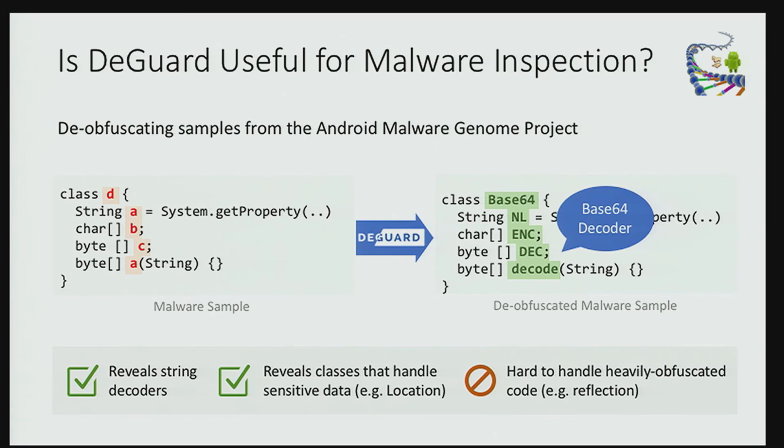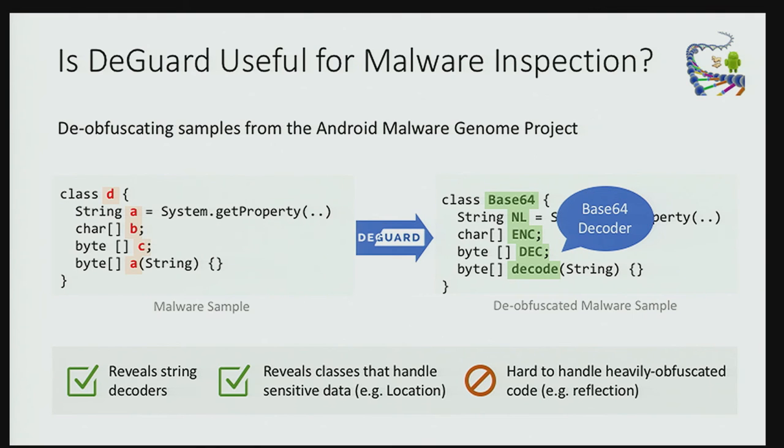Okay, going to the last experiment. Here we're interested in answering the question, is DGuard useful when we inspect malware? To answer this question, we took a lot of different Android applications from the Android malware genome project, and then we ran them through DGuard to deobfuscate their code. In these experiments, we don't know the exact accuracy because we don't have the original source code for the malware samples that we got.